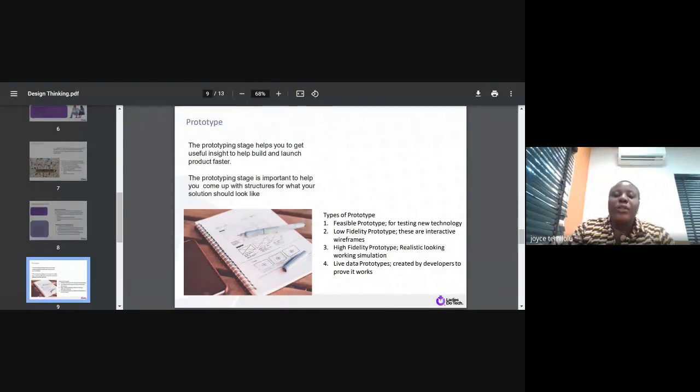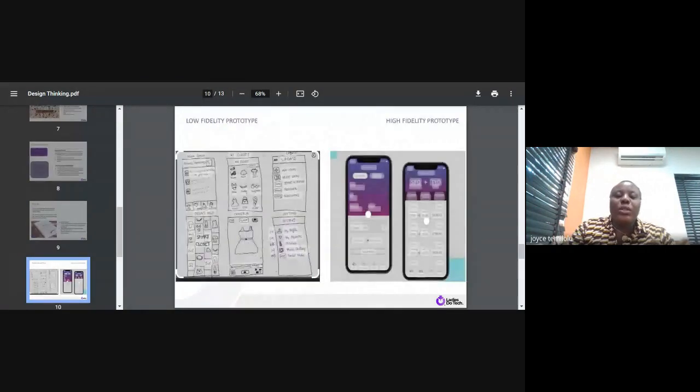And this is just a visual representation of what a low fidelity prototype should look like and what a high fidelity prototype should look like. For low fidelity prototypes, there are applications you can use to come up with them most times, but they're not always necessarily required. You can always draw something. For me, I use my pen and paper. Sometimes I draw, sometimes I use a draw application on my system.